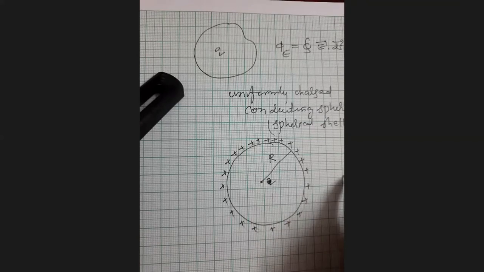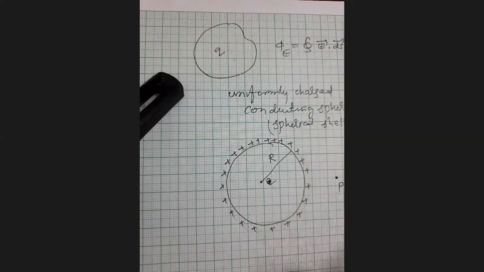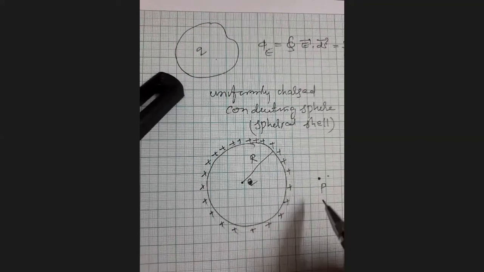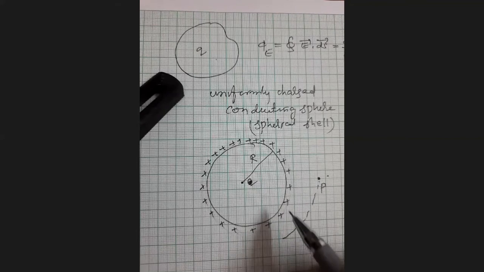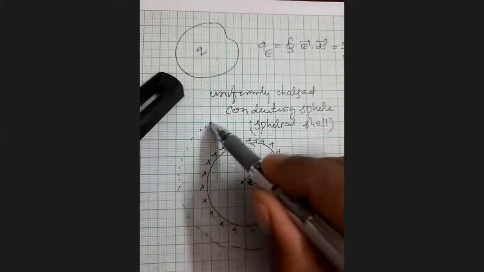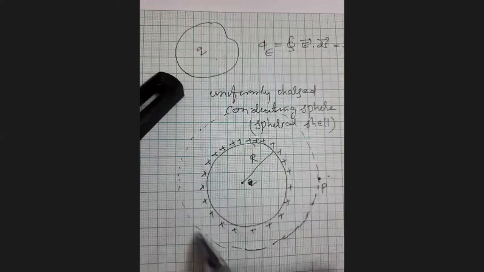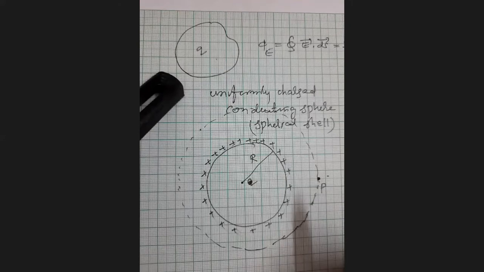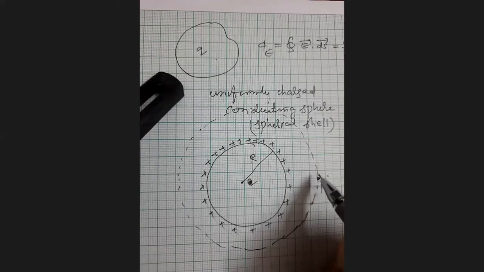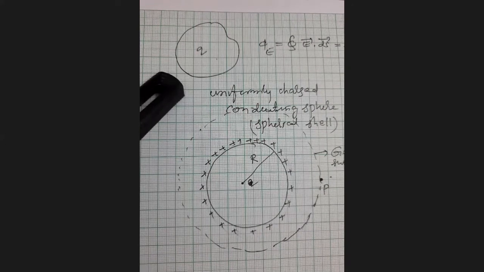Now I am considering a point P outside of the sphere, outside of the spherical shell. So I have to calculate the field strength at that point. For that, now I am constructing the Gaussian spherical surface, which is passing through this point like this. The Gaussian spherical surface where the point P lies on that surface. So this is the Gaussian surface. Just imagine that.